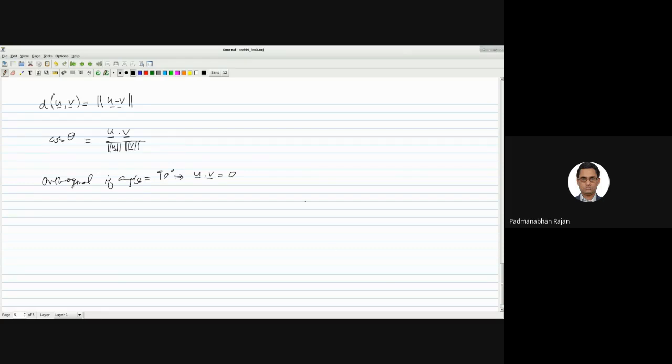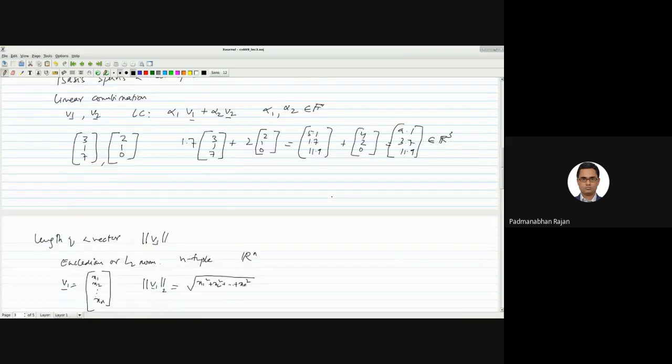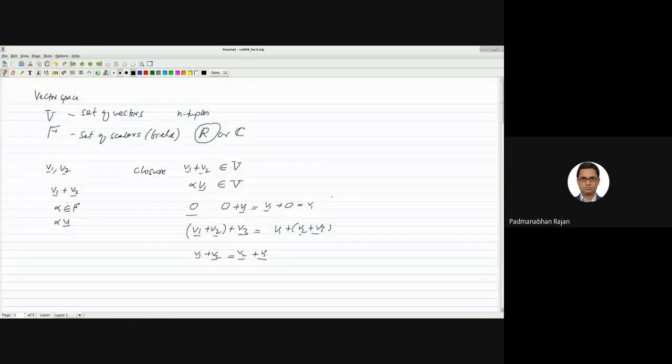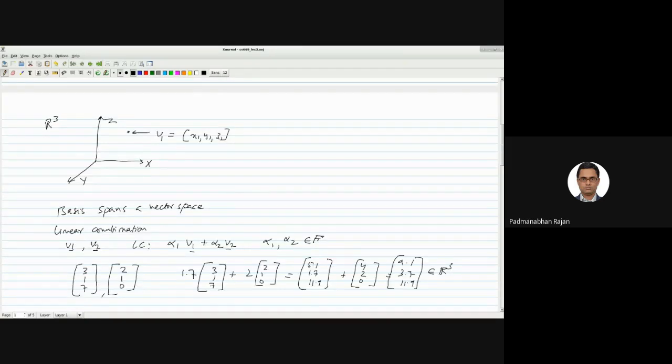Fine. So this is a quick summary of some of the results which we will be using in the next few lectures. So we have a vector space, we have an underlying field, then we have operations on vectors, we have a basis which spans the vector space.